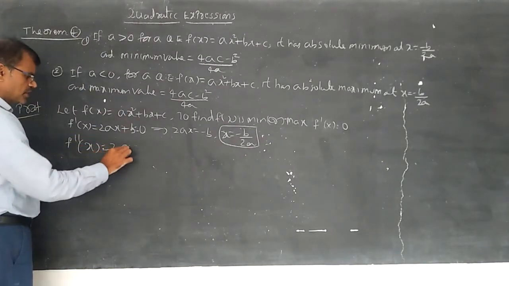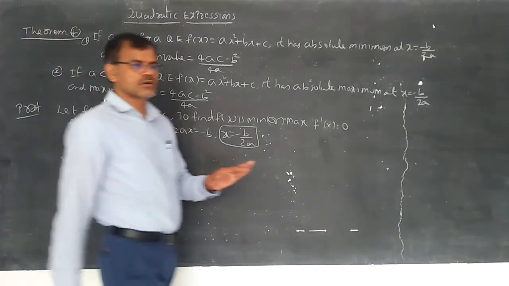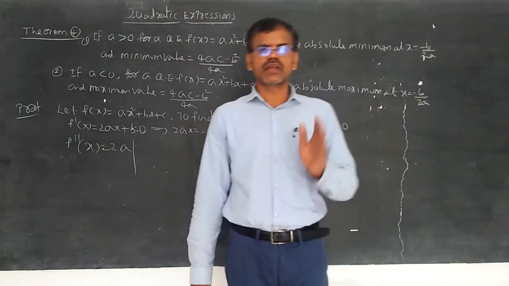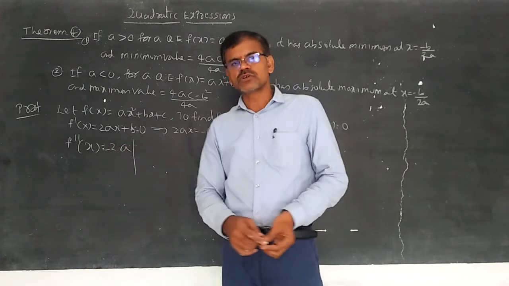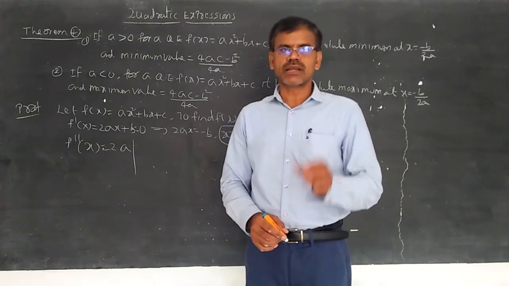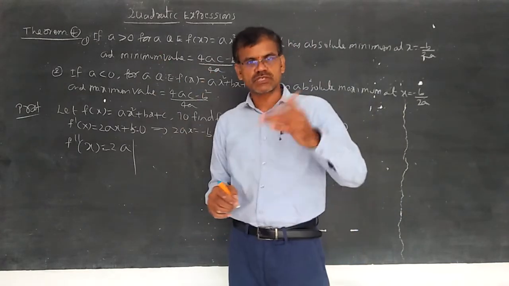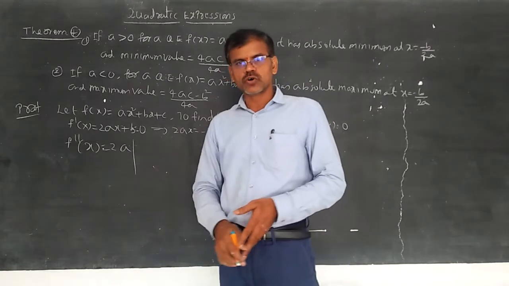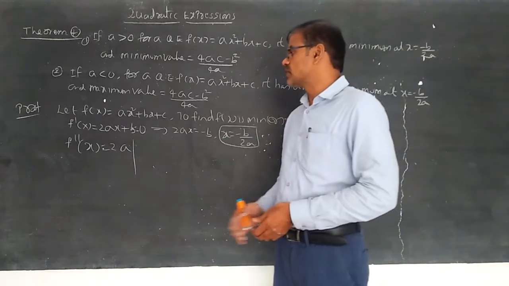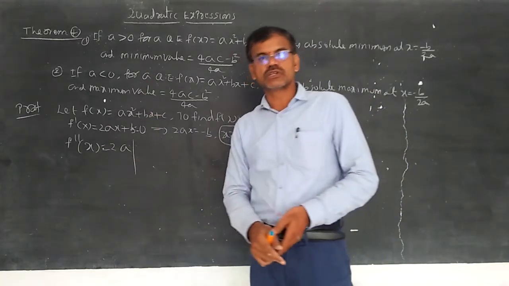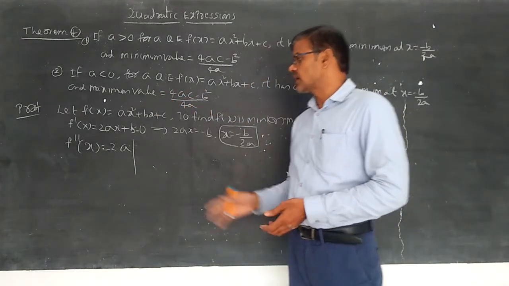x, I am writing 2a. We got 2a, but we don't know whether a is positive or negative. Whenever a is positive, 2a is positive, 2a greater than 0. Whenever f double dash x greater than 0, then the function is minimum. We know that from the first year concept. If a less than 0, then it becomes minus 2a, so minus 2a less than 0. Whenever f double dash x less than 0, then the function is maximum at the given point.